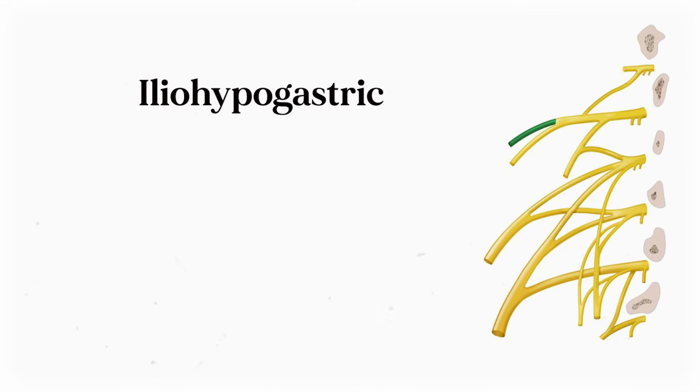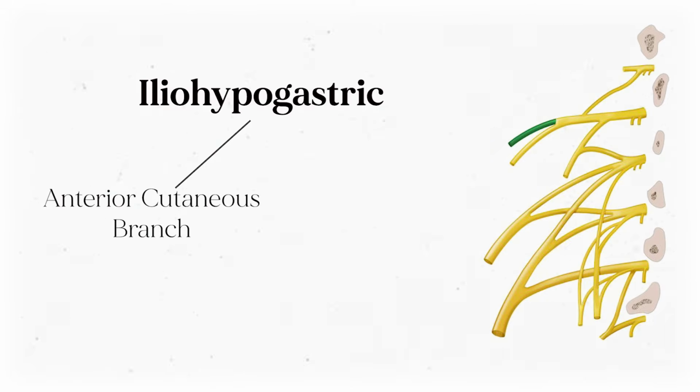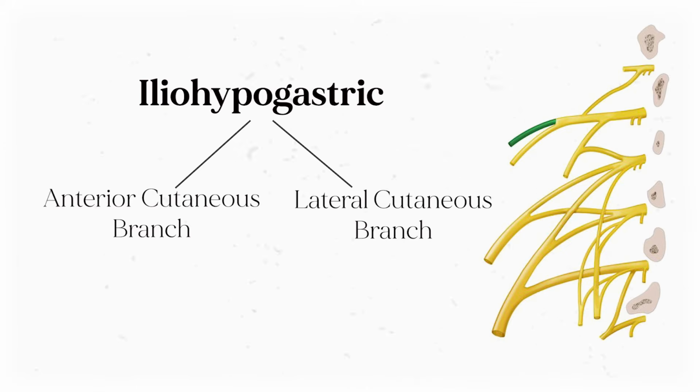Then, as we trace the nerves even further, each nerve's sensory innervation becomes more precise. The iliohypogastric nerve splits into an anterior cutaneous branch and a lateral cutaneous branch, both of which communicate sensory information from the ab muscles back to the brain. They also handle the skin just above the pubic area and the skin on the sides of your glutes.